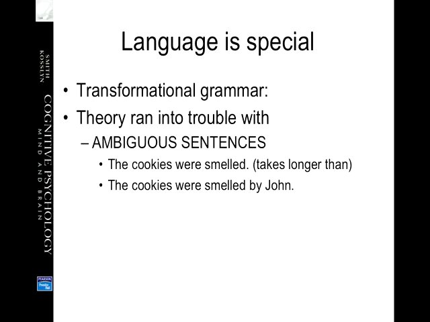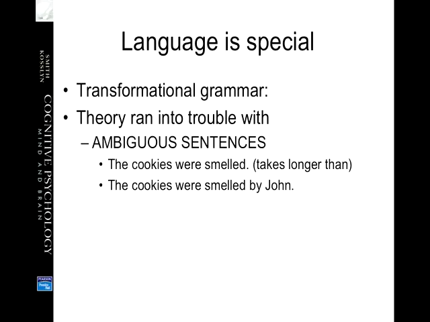So, the big problem with Chomsky's theories is trying to explain ambiguity. Ambiguity is any type of sentence that has a couple of different meanings that you can think about, or the sentence isn't totally clear.